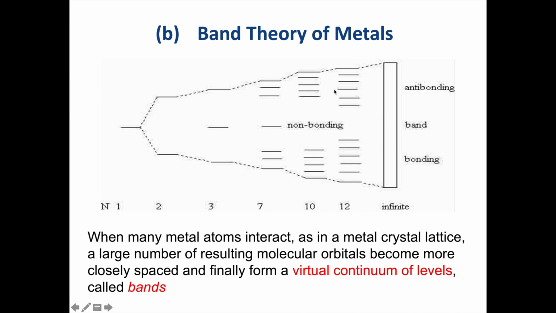So from the molecular orbital theory that we have learned before this, interaction or overlapping of orbitals will form bonding and also anti-bonding. Here, as you can see, this is the non-bonding, or usually we can consider this as a lone pair. This is one example of a virtual continuum of levels, or bands.